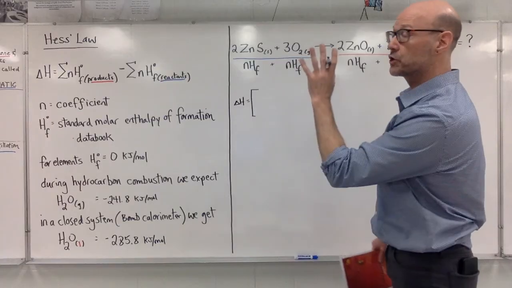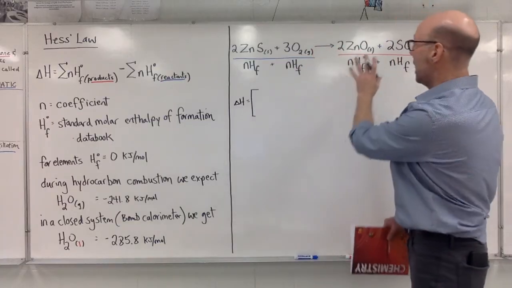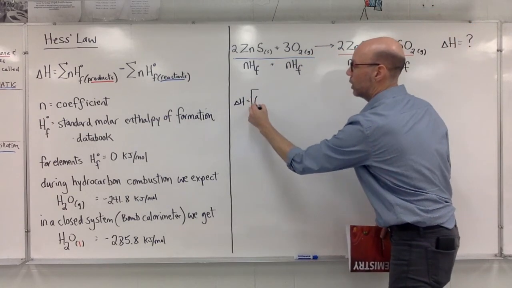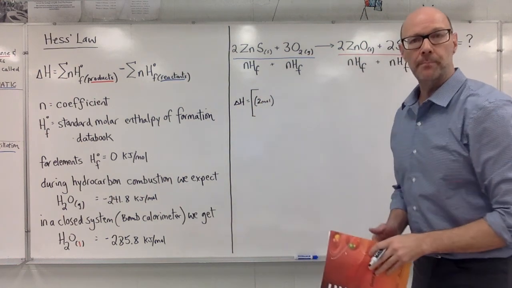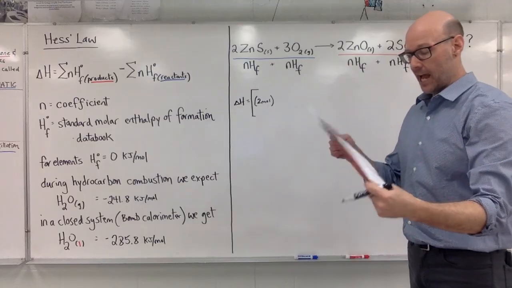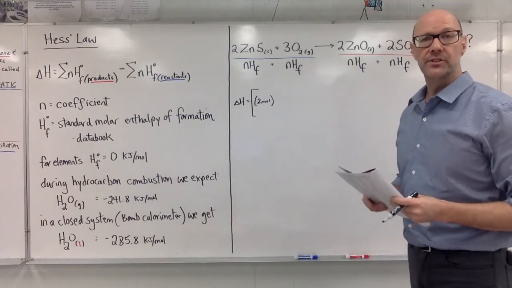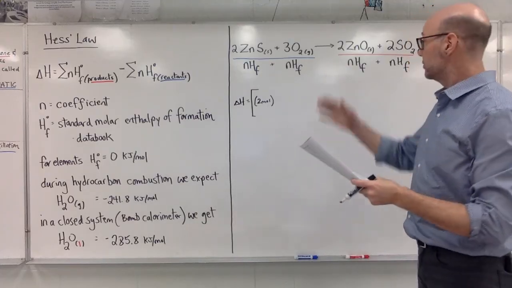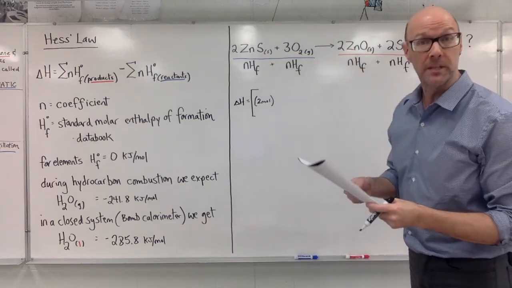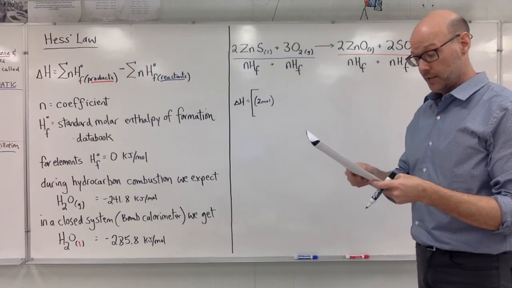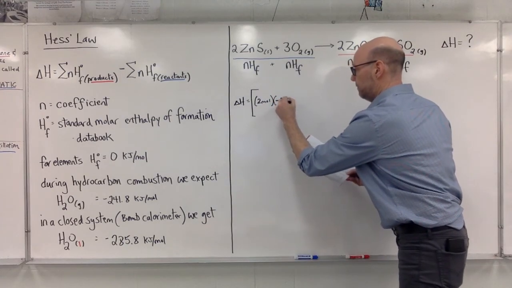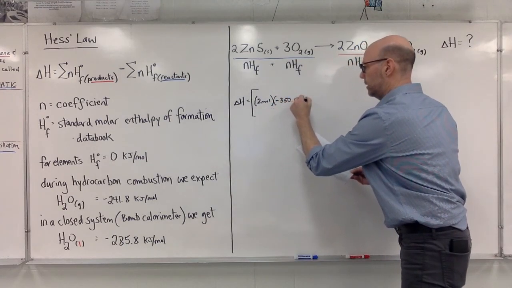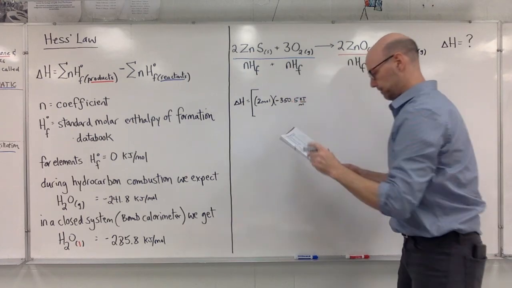At first, we have to start with the products. n Hf. We have our 2 moles for the zinc oxide balanced with the 2. I go into my data booklet. I look up zinc oxide, the product. Zinc oxide, negative 350.5 kilojoules per mole.